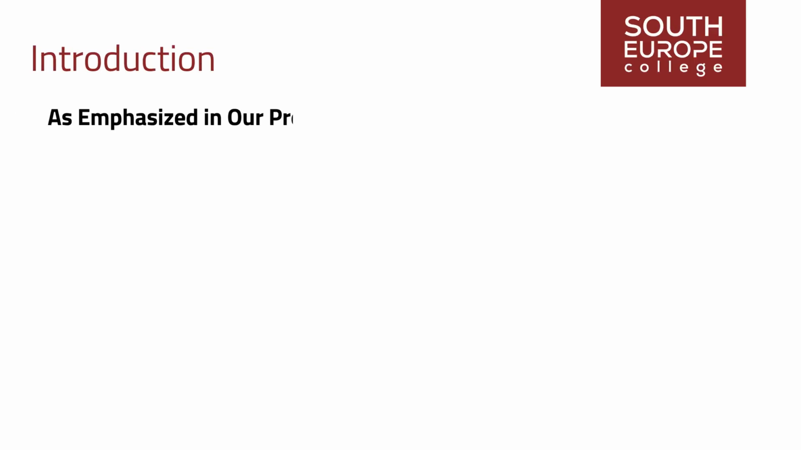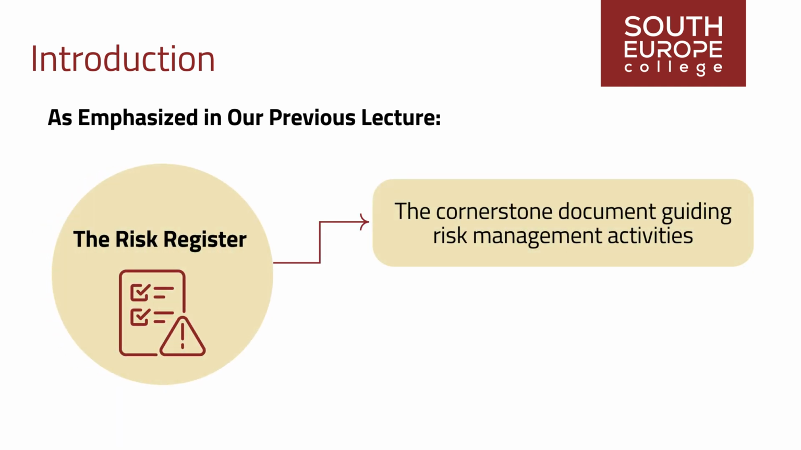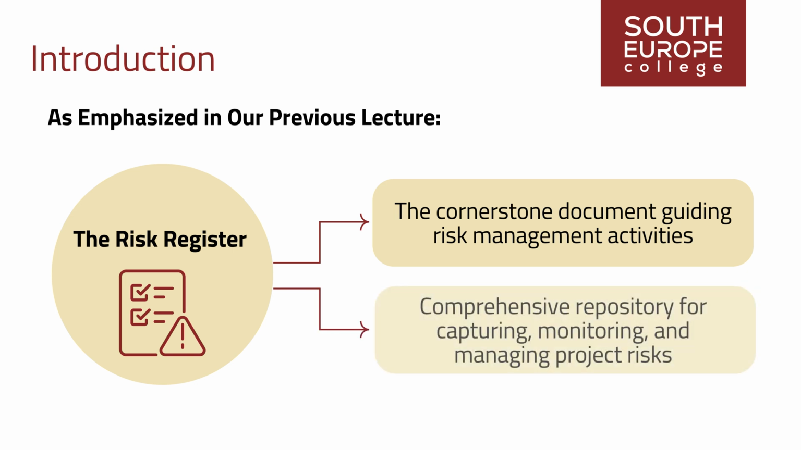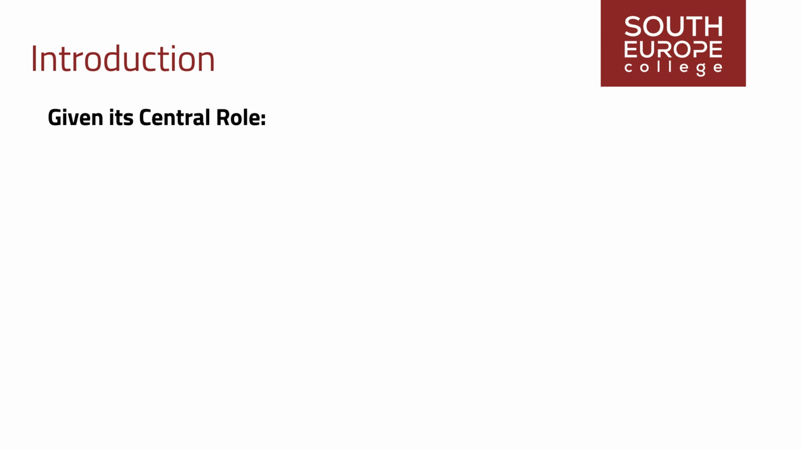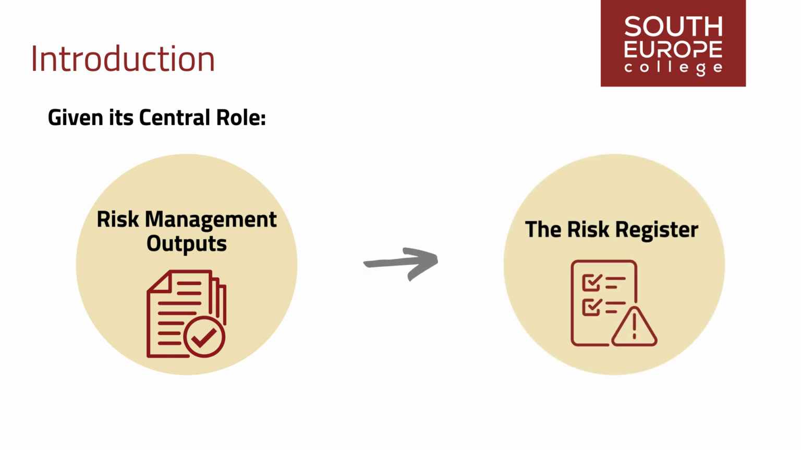As emphasized in our previous lecture, the risk register stands as the cornerstone document guiding risk management activities across the project lifecycle. It serves as a comprehensive repository for capturing, monitoring, and managing project risks, facilitating informed decision-making and proactive risk response efforts. Given its central role, it's imperative that all outputs from each risk management process are diligently documented and reflected in the risk register.